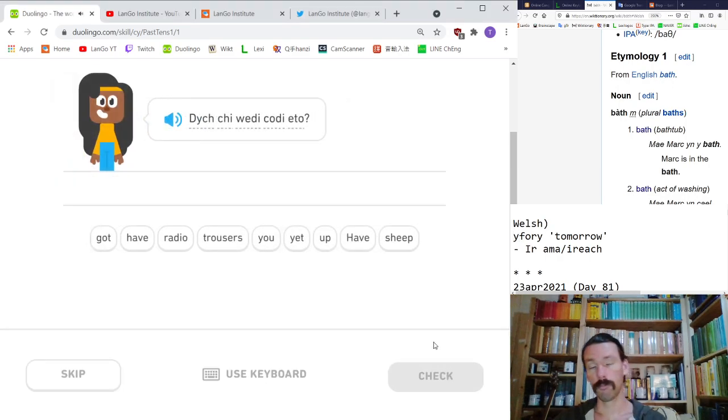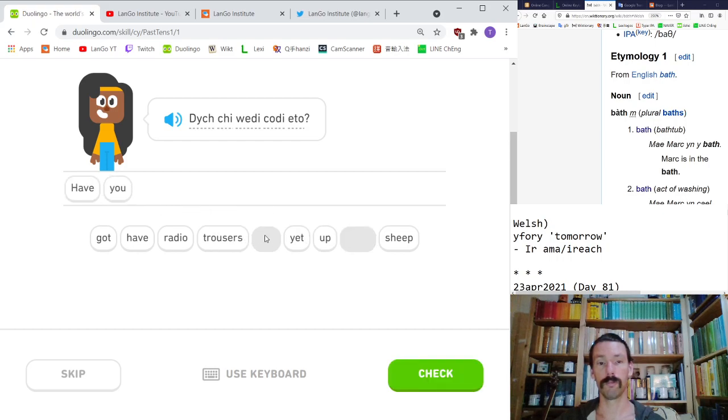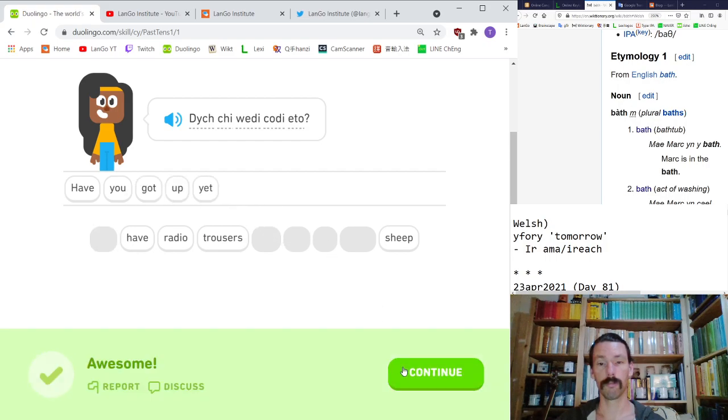Dych chi wedi codi eto? Dych chi, are you, having had, codi eto, have you got up? Yeah. What I mentioned a moment ago, this word here, got, is not really what we call a finite verb. It's not a verb on its own in this phrase. It's part of a verb phrase, have you got. So have got, and have is the inflected one. Got is in a non-finite form. We call it the participle. So in my North American speech, I would say gotten here. Have you gotten up yet?